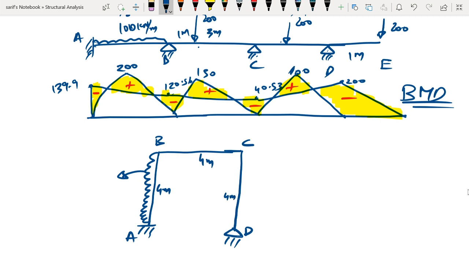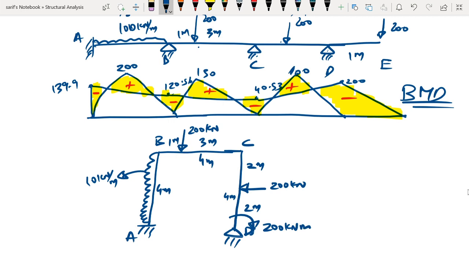The loading on the portal frame is, we are having a 10 kilonewton per meter load here, and we have a 200 kilonewton here. This is 1 meter, this is 3 meter, and here we have a central load of 200 kilonewton, and this is 2 meter, and this is 2 meter. I is same for all the members, and let us say we are also having a clockwise moment at the support D of magnitude 200 kilonewton meter.